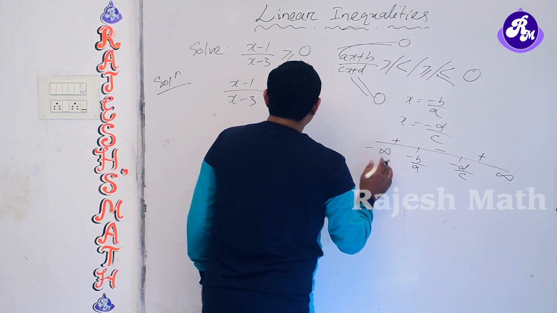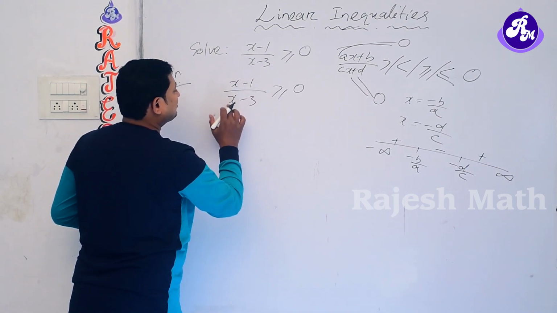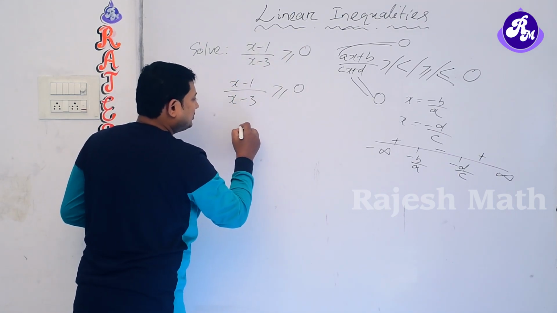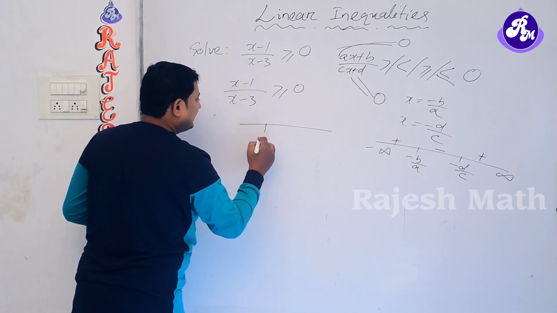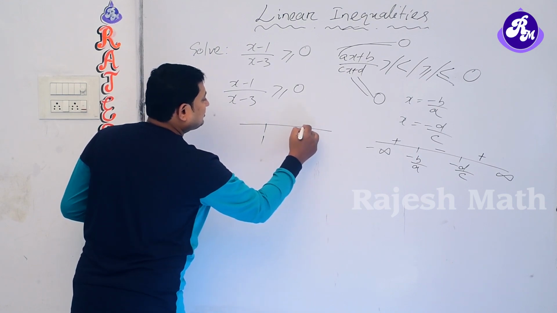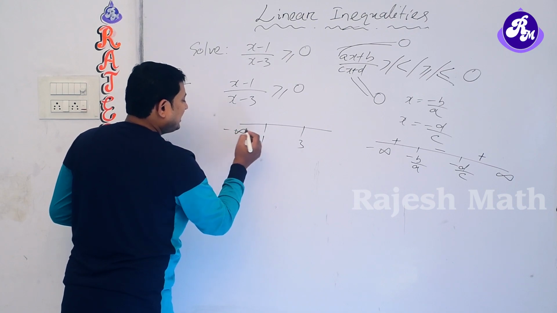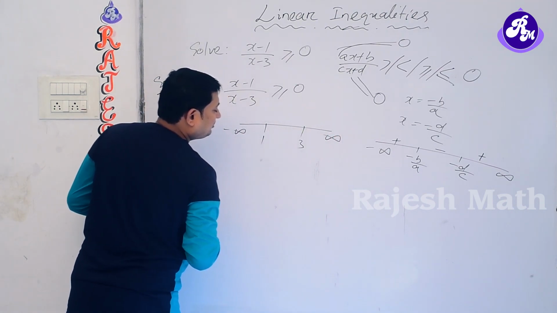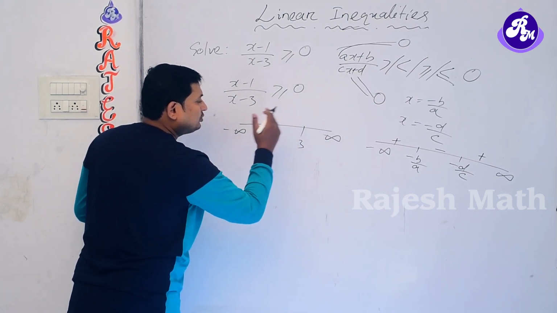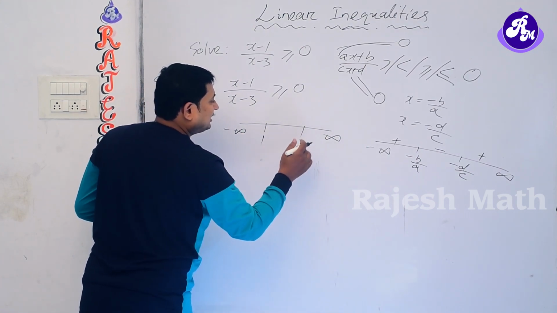Okay, so similarly, you solve this inequation (x minus 1) divided by (x minus 3) greater than or equal to 0. Now just put x minus 1 equals 0, it will be solved as x equals 1. If you take x minus 3 equals 0, then it will come as x equals 3. Now here you will get minus infinity, here you will get plus infinity. Now the whole number line is divided into three intervals. What are they? Minus infinity to 1, 1 to 3, and 3 to infinity.